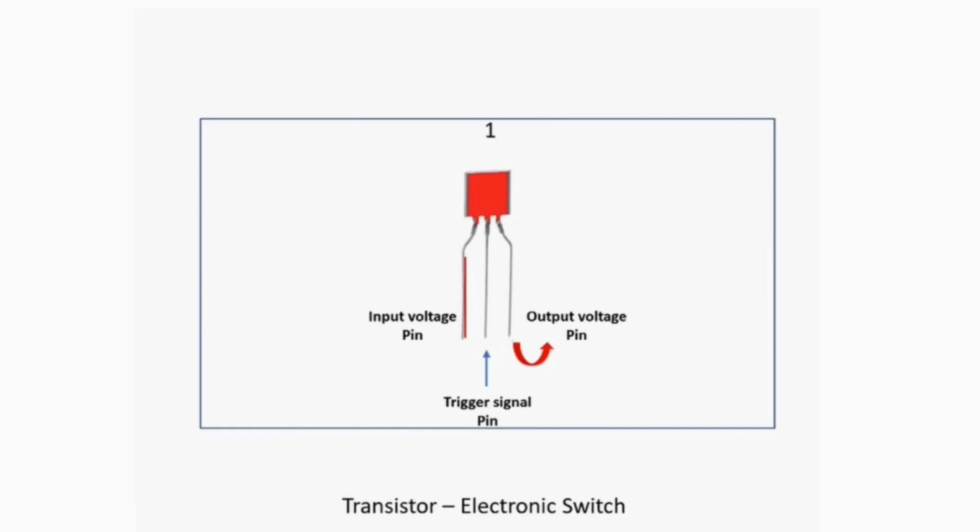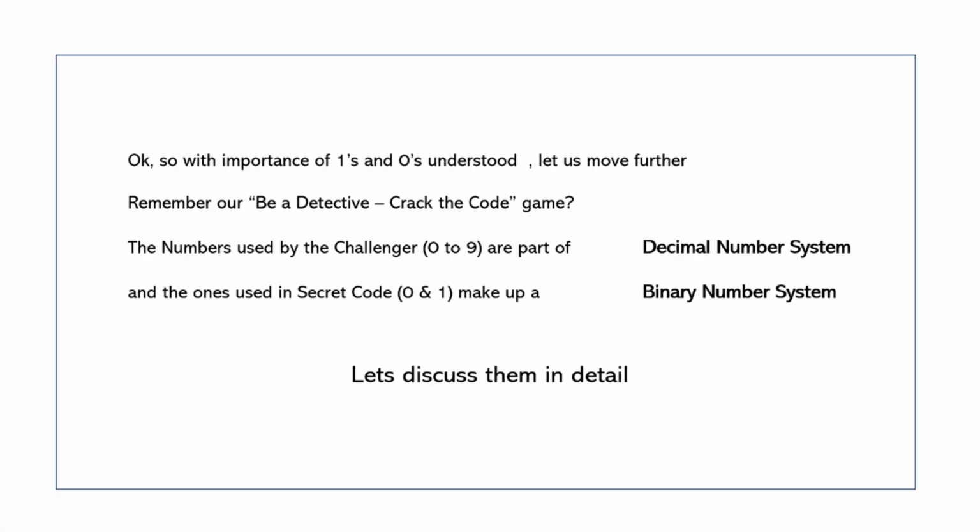And there are millions of them, thousands of them, in the microcontroller. Okay, so with the importance of ones and zeros understood, let's move on further. Remember our Beer Detective Crack the Code game? The numbers used by the challenger, 0 to 9, are part of the decimal number system, and the ones used in the secret code, the zeros and 1 code, make up a binary number system. Let's discuss them in detail now.